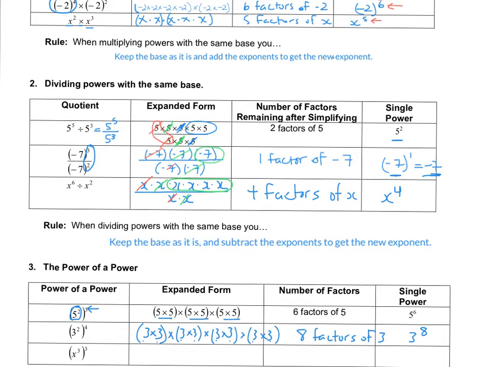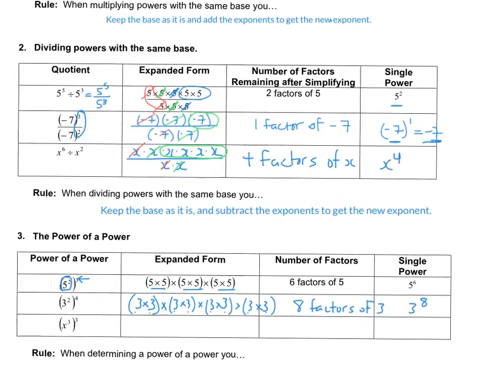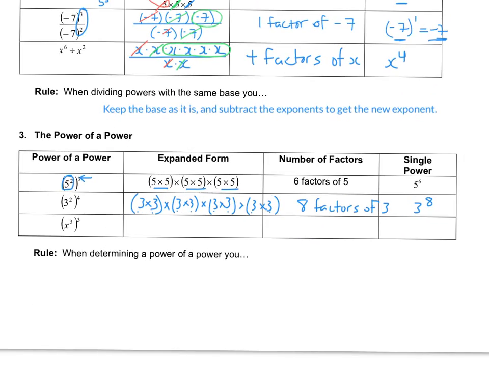So again, the base stayed the same. The bottom number stays the same. It's something that we're doing with the exponents to get our new exponent here. We've got an x cubed to the exponent of 3, so we've got 3 factors of x cubed. We're going to find a rule for that.